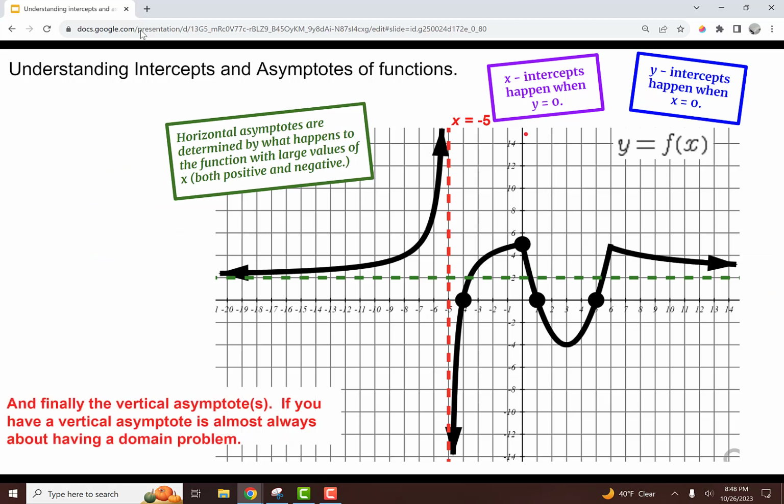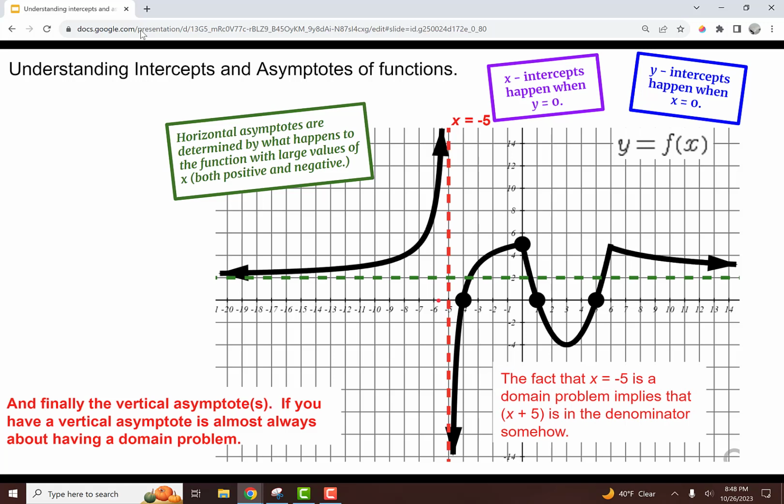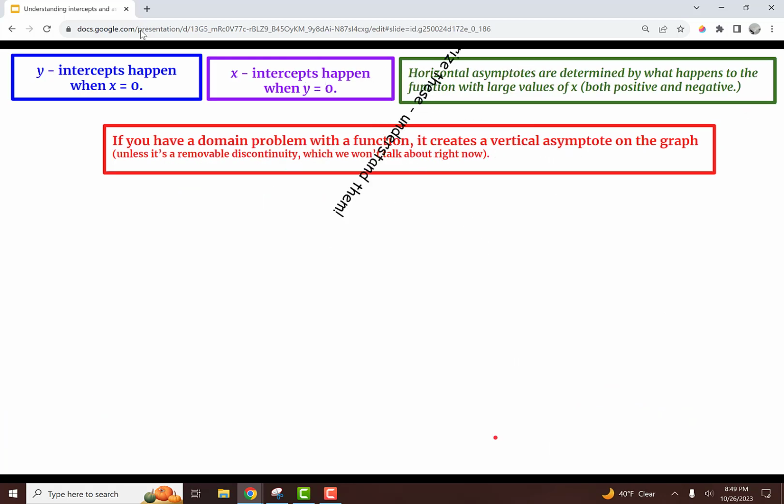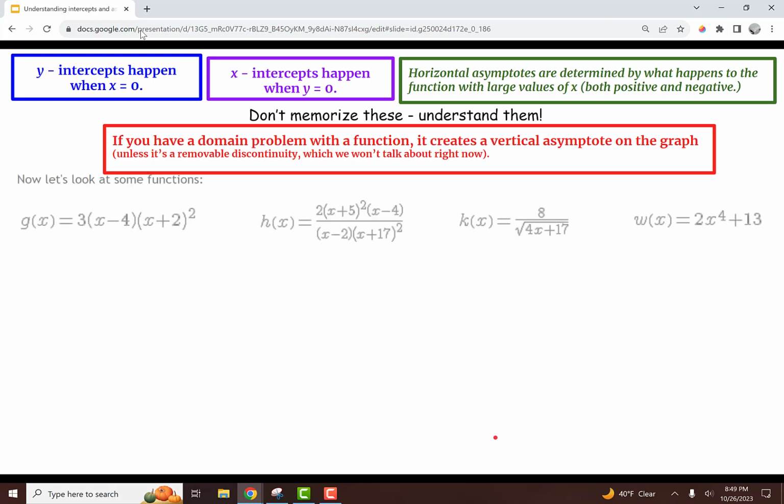Okay, and lastly, this vertical asymptote of x equals negative 5. That almost always deals with having a domain problem in the denominator when you have an asymptote. Not always, but at least for the functions we know right now. And so it implies there's an x plus 5 in the denominator. So let's look at some examples. And I made that spin because it's very important to not memorize these things.